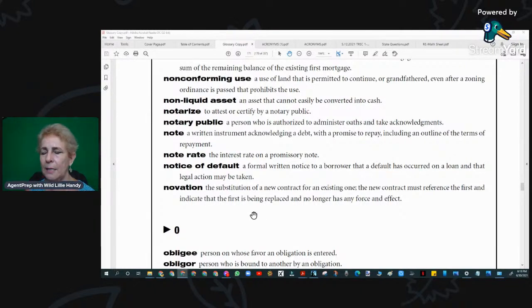And so that is a judicial type of foreclosure. In Texas, we have non-judicial. So the trustee will perform the notices of default that are sent out to the borrower.